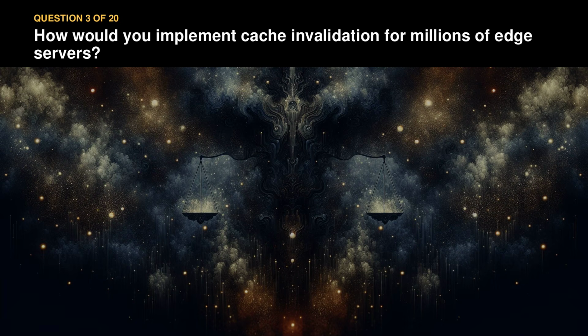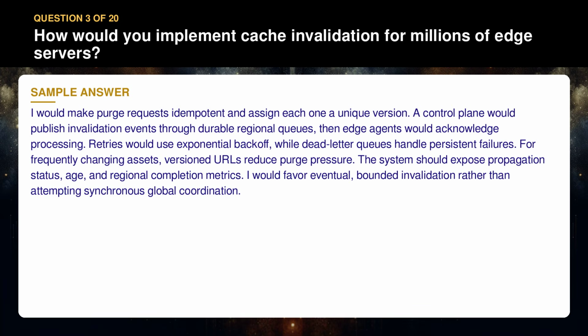Question 3. How would you implement cache invalidation for millions of edge servers? I would make purge requests idempotent and assign each one a unique version. A control plane would publish invalidation events through durable regional queues, then edge agents would acknowledge processing. Retries would use exponential backoff, while dead letter queues handle persistent failures. For frequently changing assets, versioned URLs reduce purge pressure.